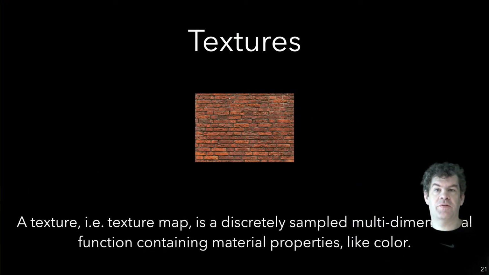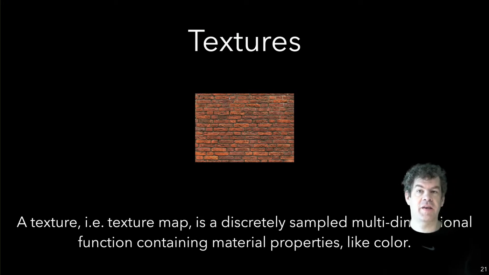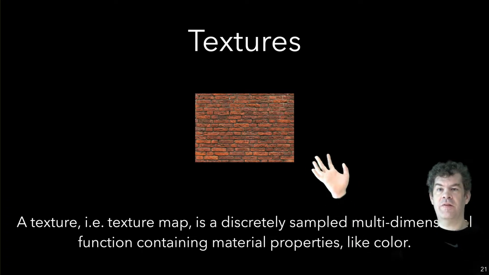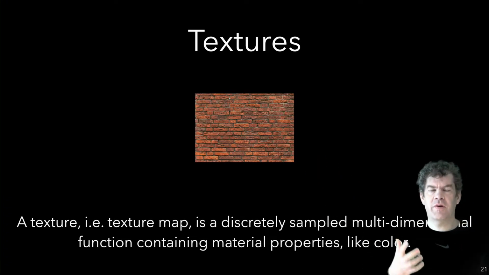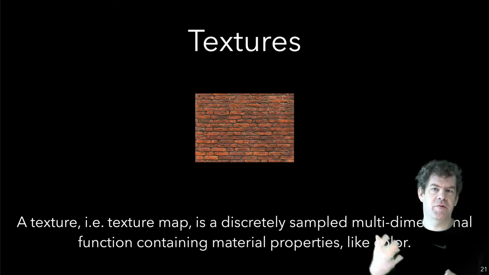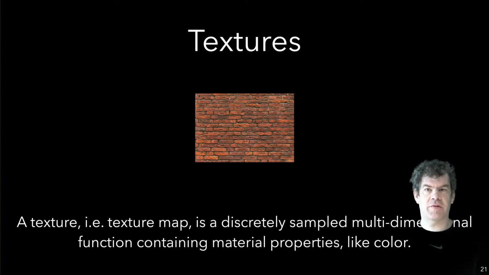If we're dealing with the 99% case where a texture is a two-dimensional function and it's being mapped onto a surface, this is what your texture would look like. Why do I say it's a function? I mean, this is an image, right? It's an image of a brick wall. So why do I claim this is a function?